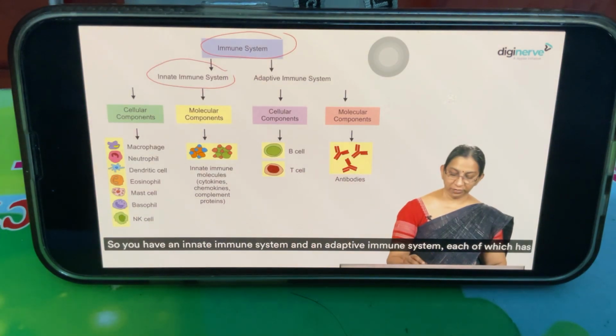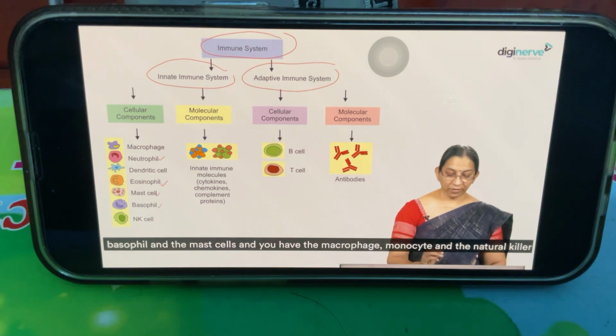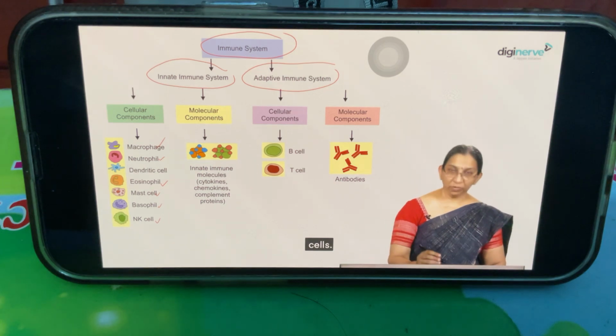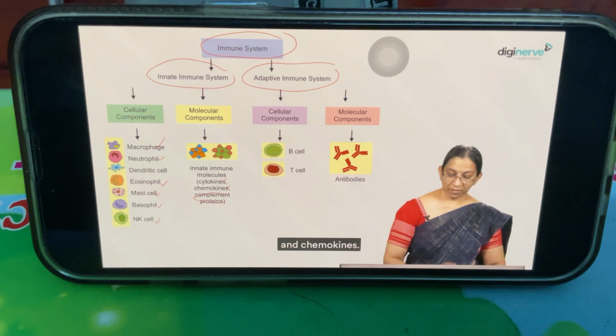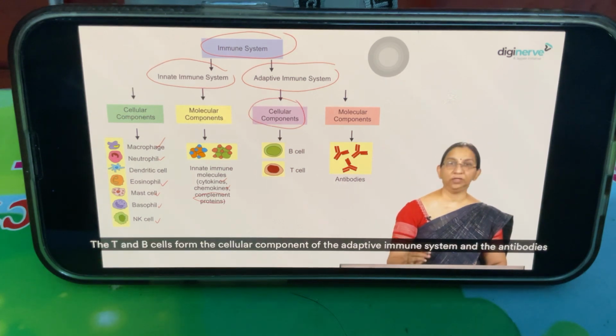So before we finish, let's look at the different components of the immune system. You have an innate immune system and an adaptive immune system, each of which has cellular components and molecular components. In the innate immune system, you have the granulocytes, namely neutrophil, eosinophil, basophil, and the mast cells, and you have the macrophage, monocyte, and the natural killer cells. The molecular component of the innate immune system includes mainly complements, cytokines, and chemokines. The T and B cells form the cellular component of the adaptive immune system, and the antibodies are responsible for the molecular component.